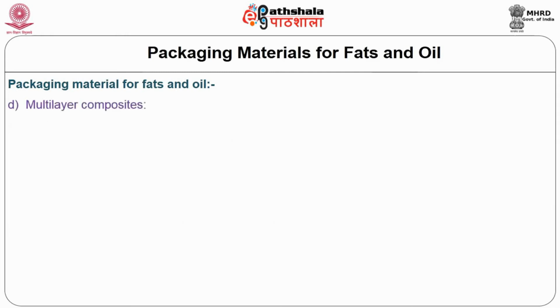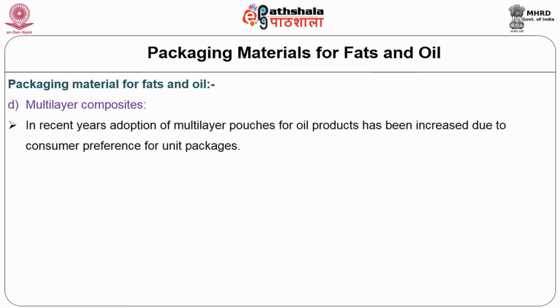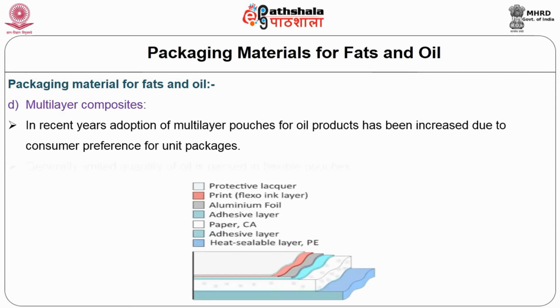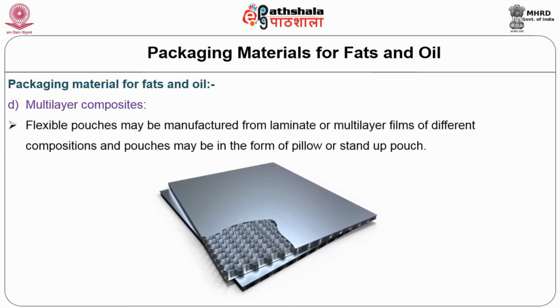The next type of packaging material for fats and oil is multi-layer composite. In recent years, adoption of multi-layer pouches for oil products has increased due to consumer preference for unit packages. Generally, limited quantity of oil is packed in flexible pouches. Flexible pouches may be manufactured from laminate or multi-layer films of different compositions, and pouches may be in the form of pillow or stand-up pouch.